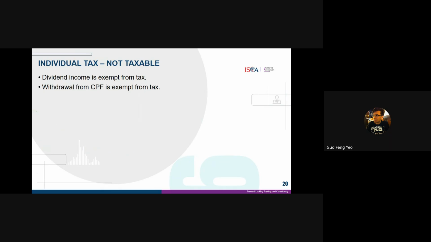Lastly, what are the common income received by an individual that is exempt? Dividend income is exempt from tax in Singapore. Also, withdrawal from CPF is exempt from tax. This means that your parents, who would have reached the age to withdraw their CPF, would not be expected to pay tax on their CPF payouts received.